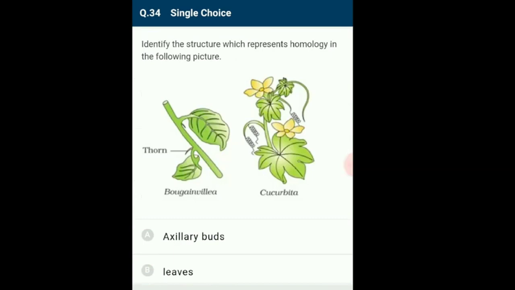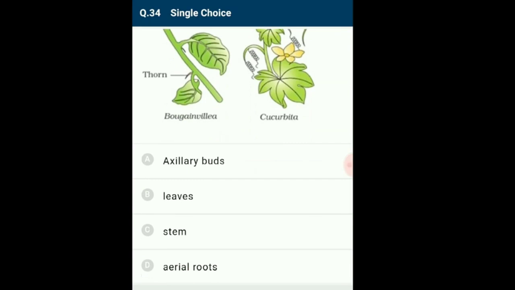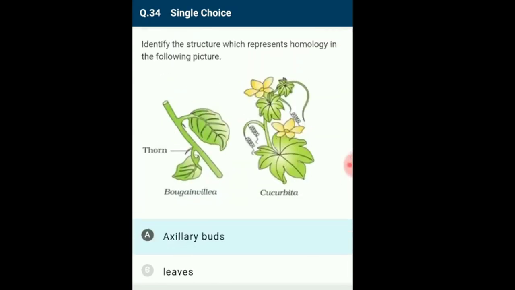Question number 34. Identify the structure which represents homology in the following picture. Homologous organs are those which are inherited from a common ancestor, representing their common origin. So the answer is option A. Axillary bud is an example of homology from the given diagrammatic representation.